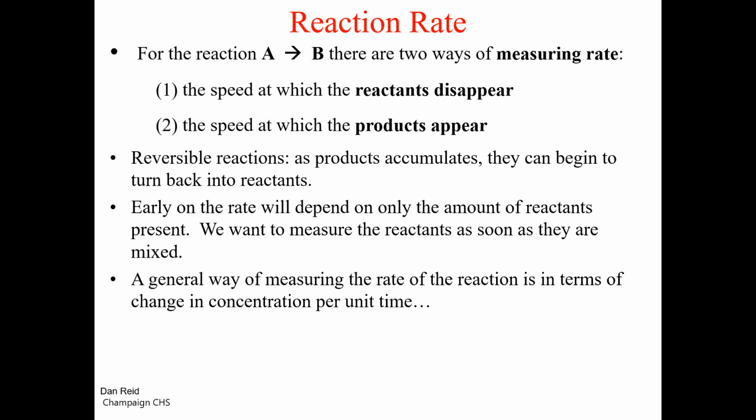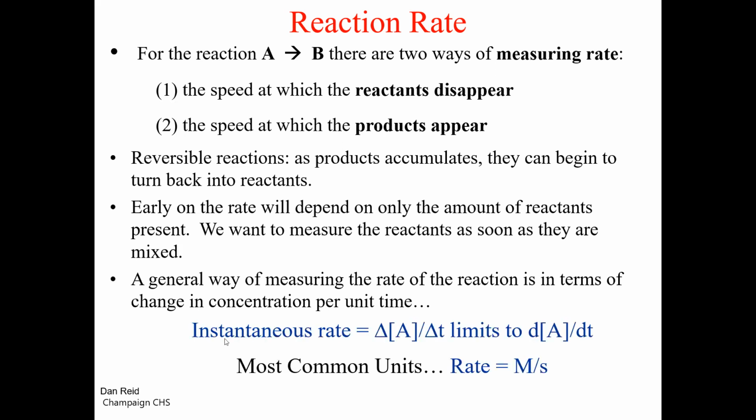So a general way of measuring the rate of the reaction is in terms of change in the concentration per unit time. That is the change in the concentration of the reactant or product with time. In the case of the reactant, the concentration decreases with time, and the concentration of the product increases with time. That is how we measure the rate of the reaction.